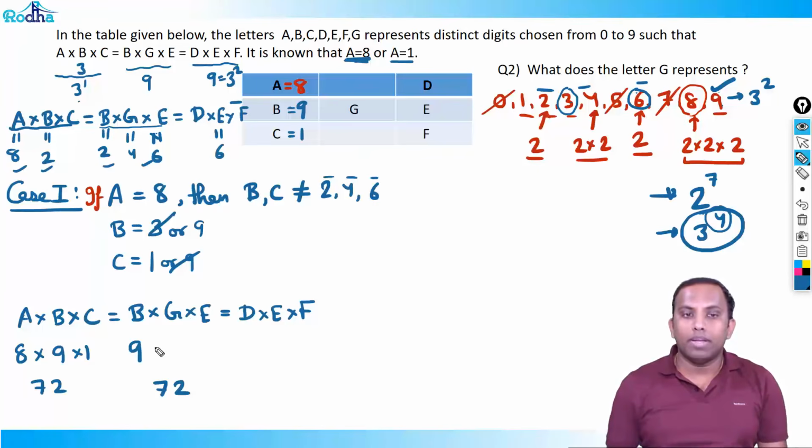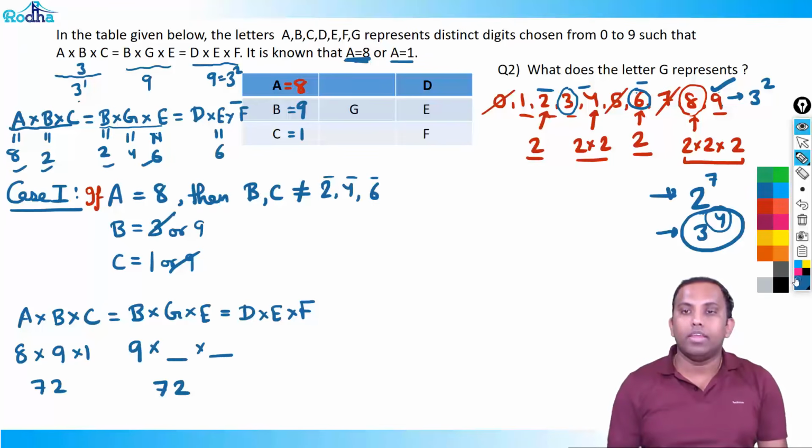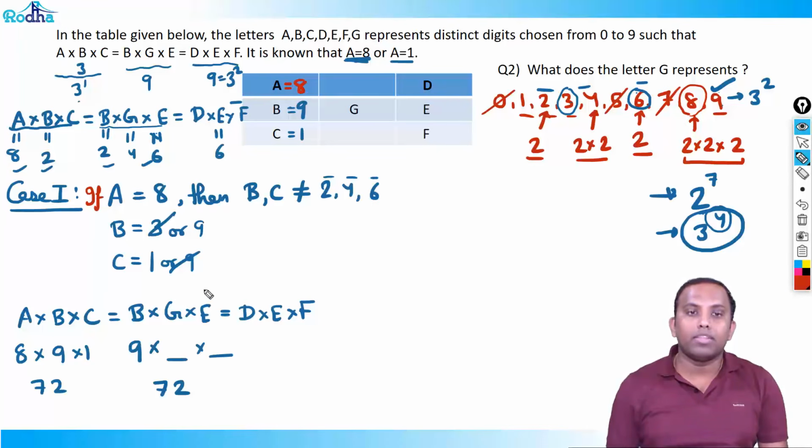So how to keep it here? You can see, put some hit and trial. How can you put G and E as 72? First, be sure that in G and E, you can't put any 3. Why can't you put any 3? Because here it is 3 square, here it is 3 square. The first term contains 3 square, the second term contains 3 square, so the third term should also contain 3 square to balance it, right?